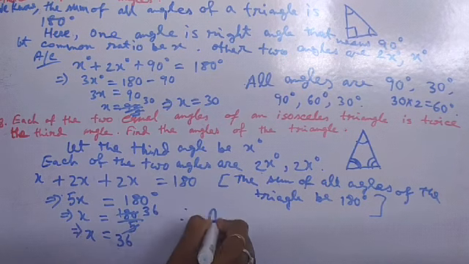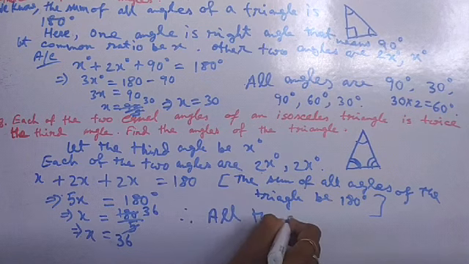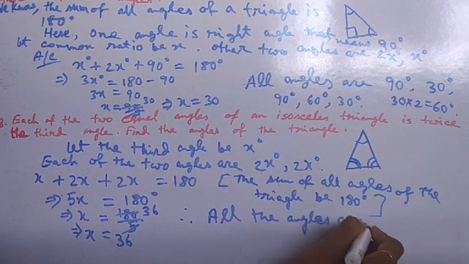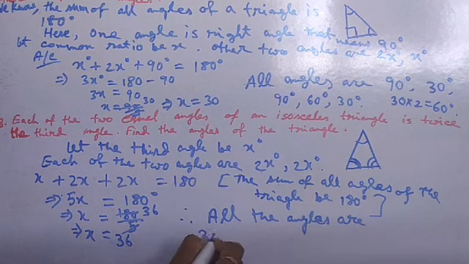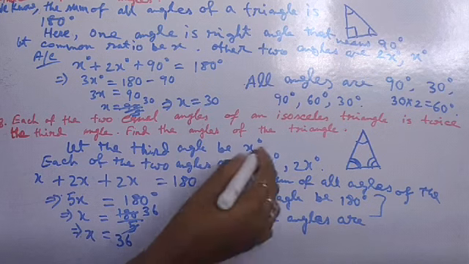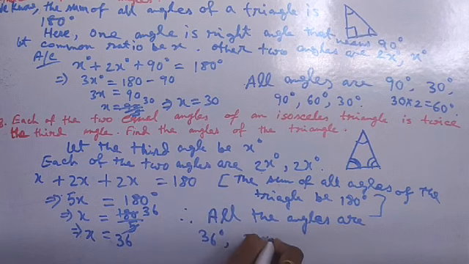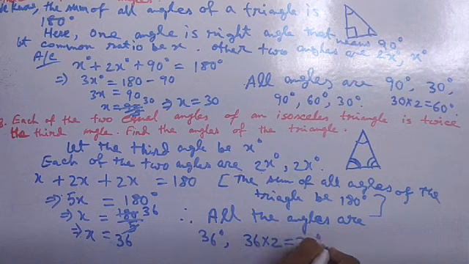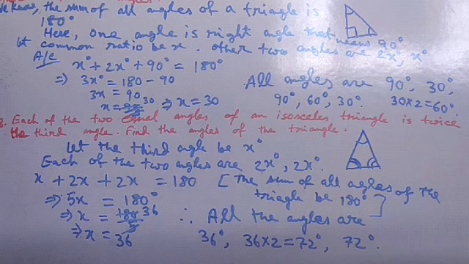Therefore, all the angles are 36 degree and the other two are 36 into 2, that means 72 degree, and this also 72 degree. So the answer is 72 degree, 72 degree and 36 degree. These are the three angles.